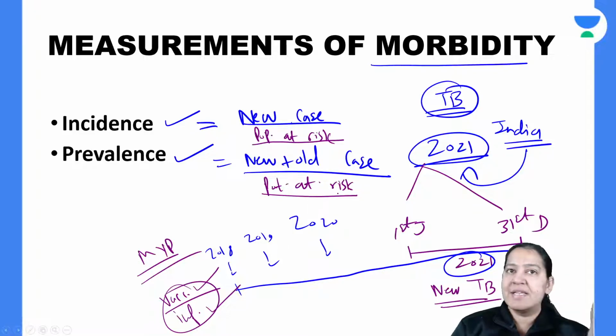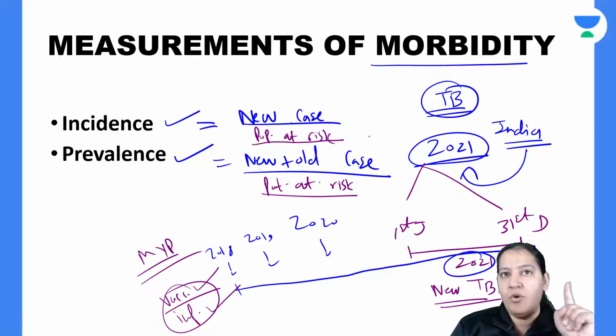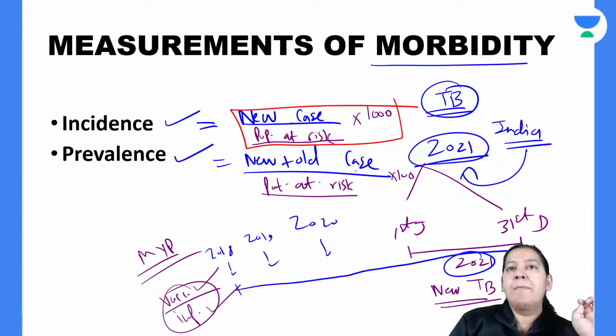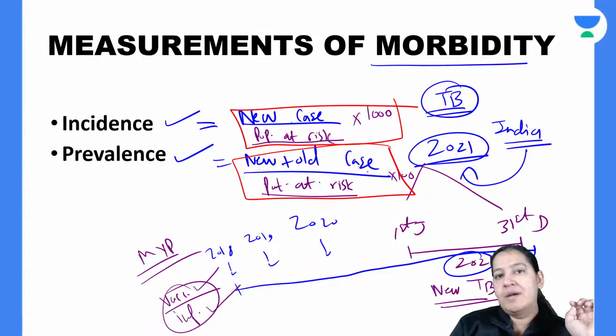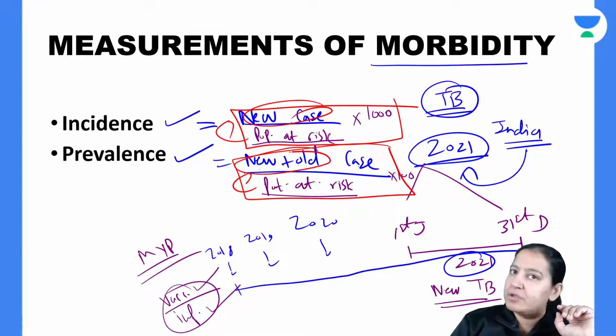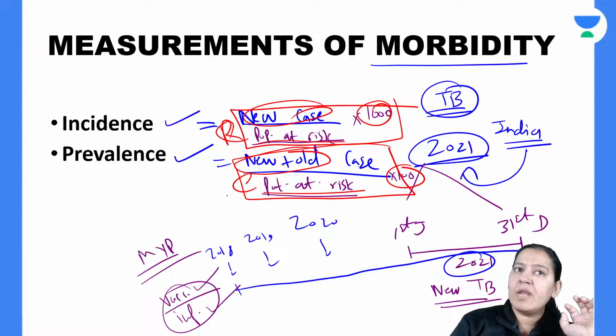Right. So one is incidence, one is prevalence. Incidence is the new cases upon population at risk. Prevalence is new plus old cases upon population at risk. Have you got it? Here the multiplier is 1000 and here the multiplier is 100. So incidence is a rate, but prevalence is a proportion. In both of them, the numerator is a part of the denominator. The new cases, or new plus old cases, are both from the population at risk. But here the multiplier is 1000, here the multiplier is 100. So one is a rate and one is a proportion.